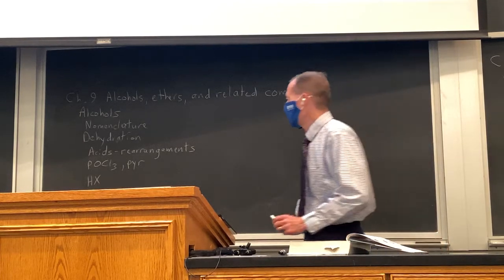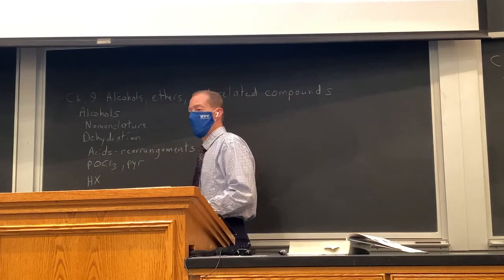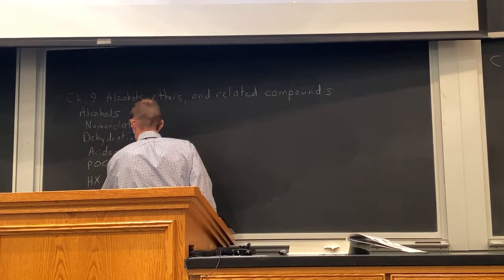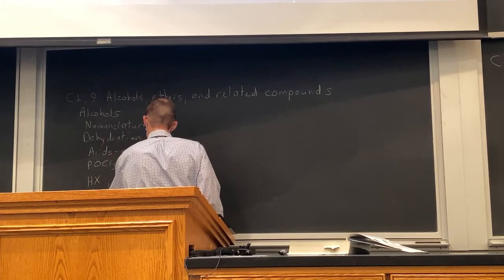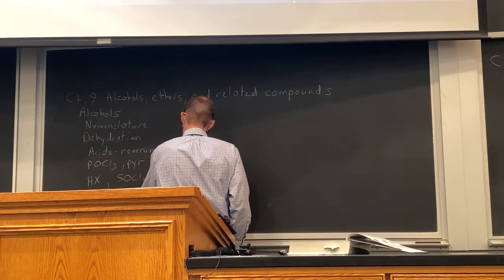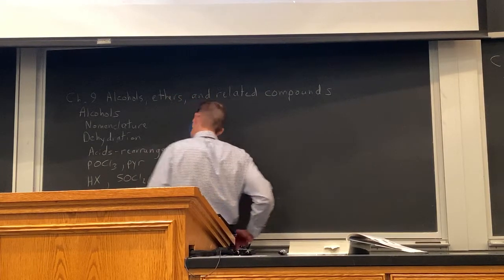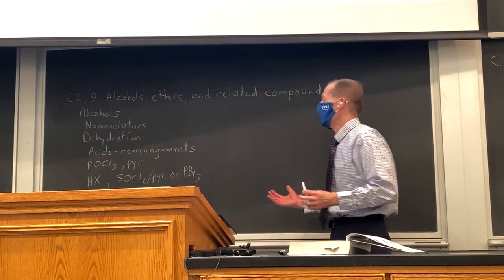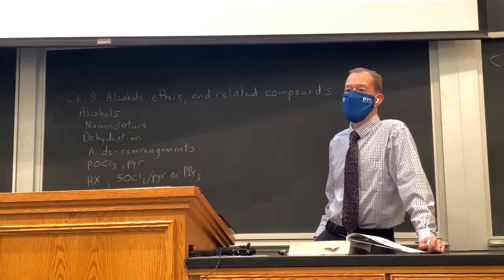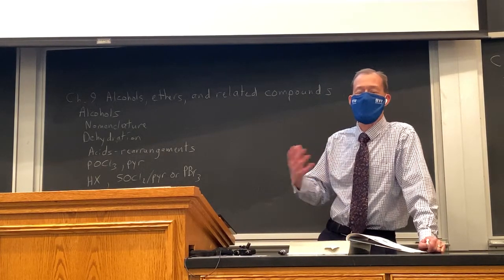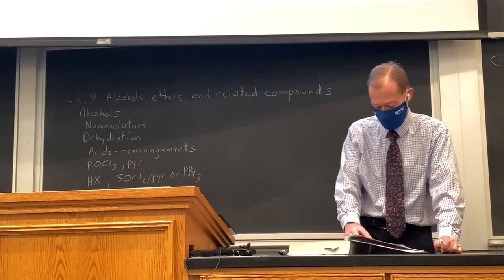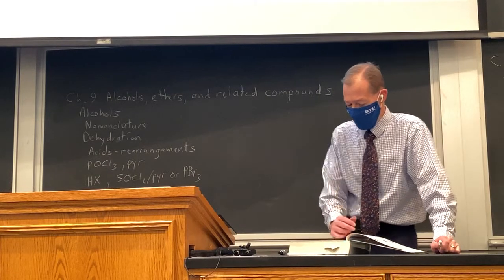And then we learned other ways. So HX will give us alkyl halides. We also learned that you can react alcohols with thionyl chloride and pyridine, or PBr3, two other ways of obtaining alkyl halides from alcohols. And because these are SN2 reactions, they form those alkyl halides with inversion of configuration. So that's a useful thing.